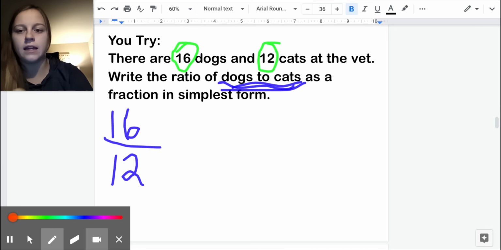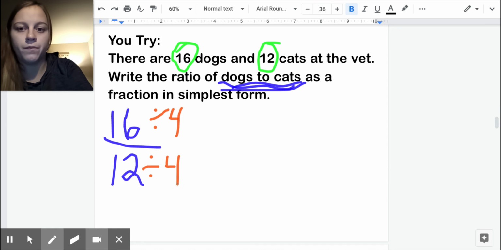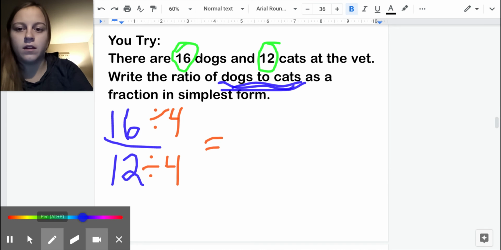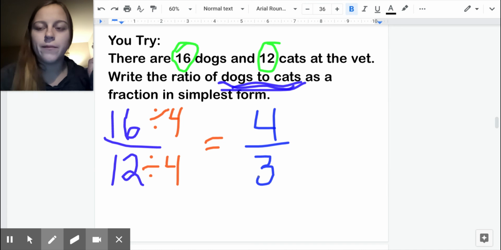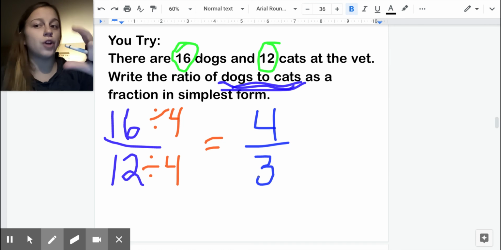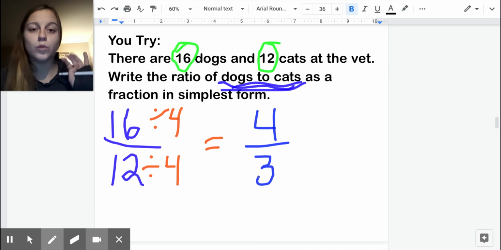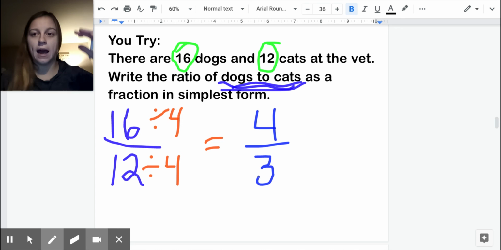I know here that I can pull out a 4 from a 16 and a 12. So I'm going to simplify by dividing out a 4. That's going to give me 4 over 3. Now, in ratios, you don't combine that into a mixed number. You leave it improper. And you do that because if you were to combine a 4 into 3, you would get a dog cat or a cat dog. Dogs and cats aren't the same thing, so you can't combine them in one number.